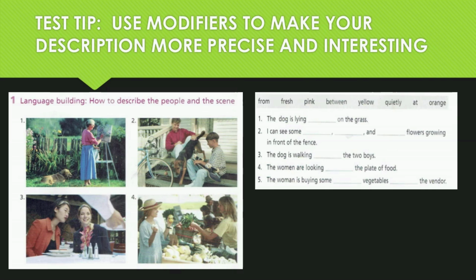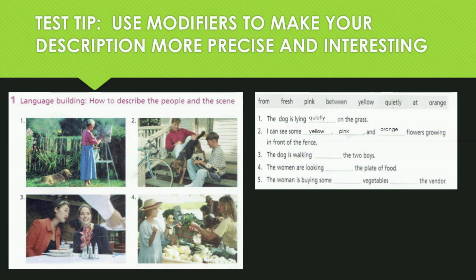So we have some sentences in here again for practice. The dog is lying blank the grass. This one is: the dog is lying quietly on the grass, based on the first picture. Number 2: I can see some blank, and blank flowers growing in front of the fence. Among the choices that we have in here, the best one that would describe it would be the colors. So you have yellow, pink, and orange. Of course, these words can be used interchangeably. You can put orange first, yellow, pink. They can be in any order because they are all colors.